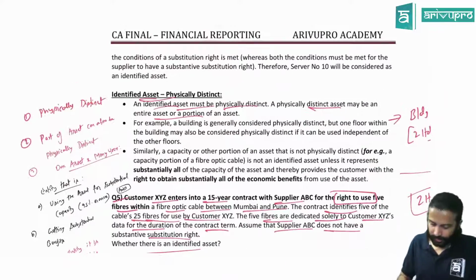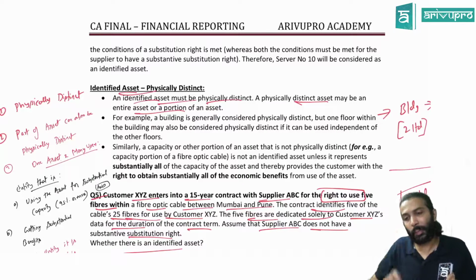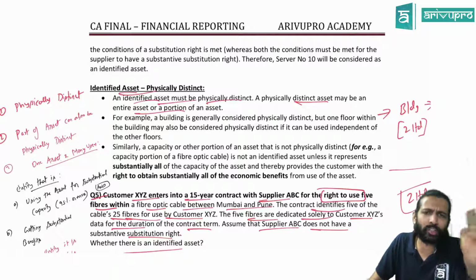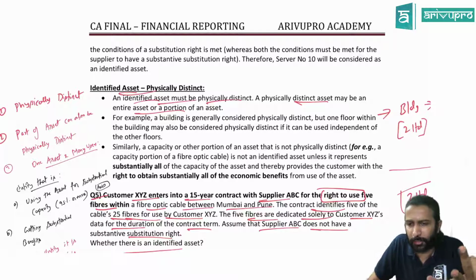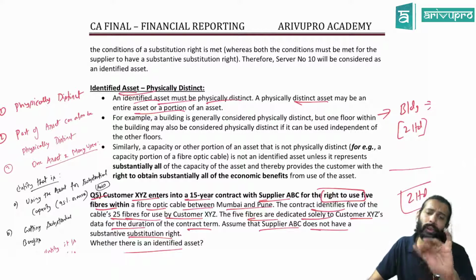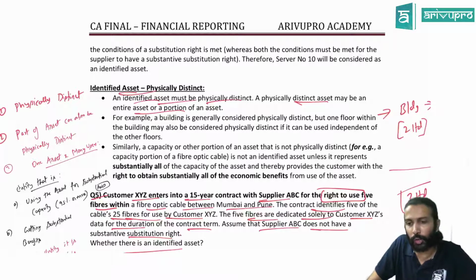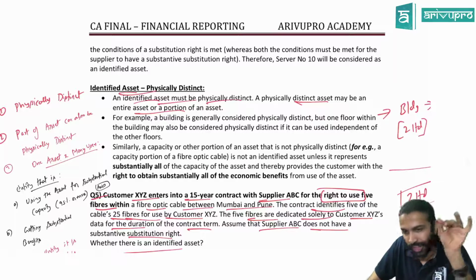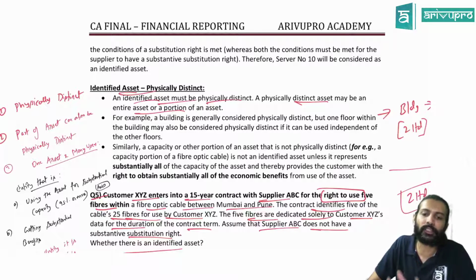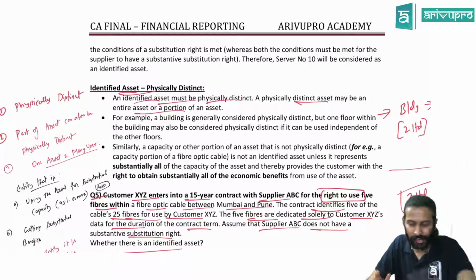Next, identified assets. An asset can be identified provided it is physically distinct. Is it necessary that the whole asset be physically distinct, or can even part of the asset be distinct? Even part of the asset could be distinct, like a building. But if one asset is used by multiple users, then you have to check which user is using the substantial capacity and getting substantial benefit. For that user, it will be an identified asset, meaning for that user it will be a lease. For others, it will not be a lease. It will be a supply arrangement or purchase-sale agreement.